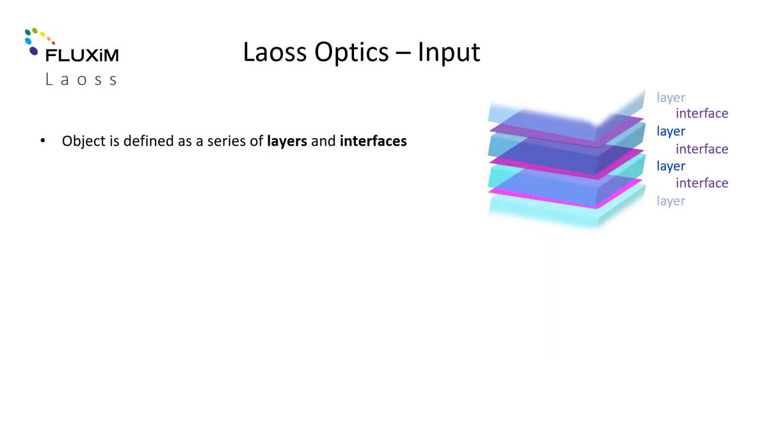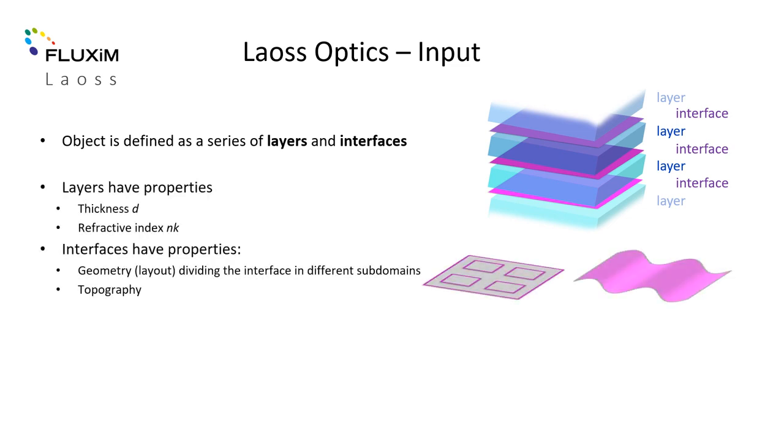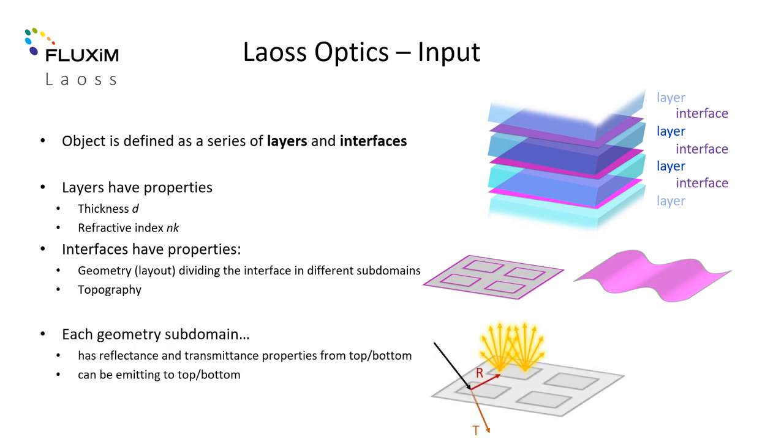The stack in Laoss Optics is defined by a sequence of layers and interfaces. Layers and interfaces have specific properties which have to be defined by the user. The interfaces, for example, are defined by geometry or layout and topography. The geometry itself is further divided into subdomains, for example, the 4 pixels shown here. Each of these subdomains are characterized by reflectance, transmittance, and optionally emissive properties.